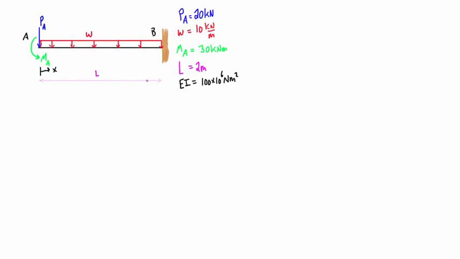So if we were to use the regular old virtual work method, that wouldn't work, because that is only for times where we have one single point load on a structure. But because we've got a bunch of stuff going on here, we're going to use Castigliano's theorem.